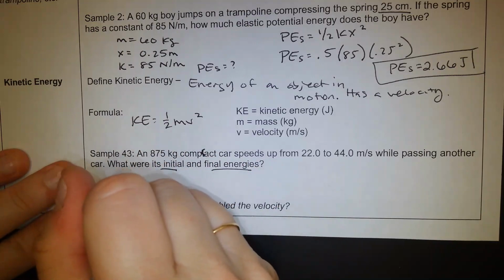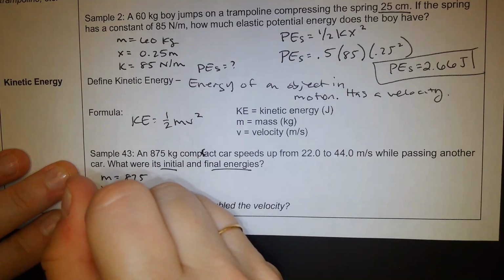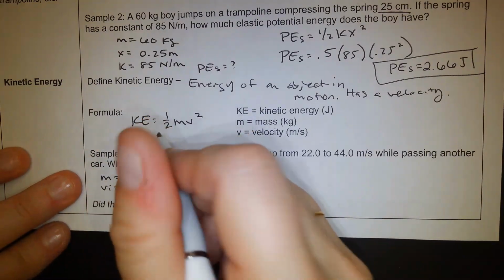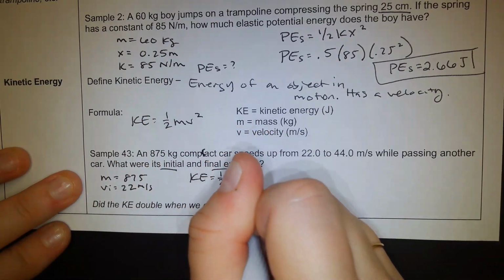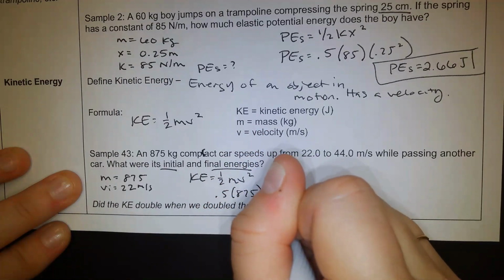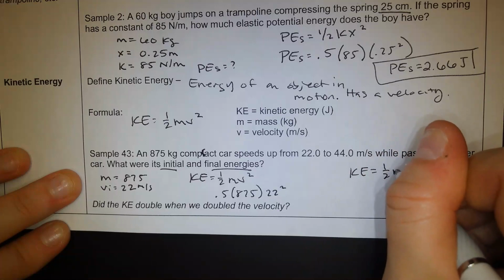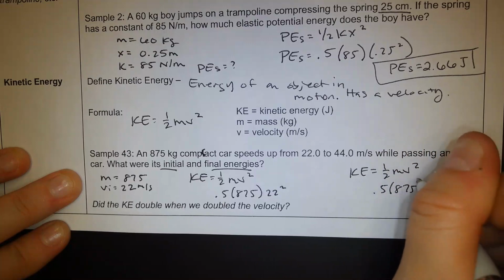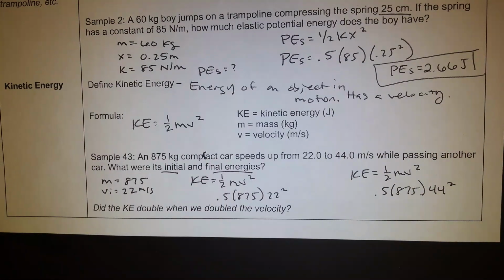Okay, so both were moving. So let's do the initial first. We have a mass of 875. We have an initial velocity of 22. That's all we're going to need for our formula, 1/2 mv squared. So 0.5 times 875 times 22 squared. And then we'll do the same thing with our final velocity. 0.5 times 875 times the final velocity squared. Don't forget to square your velocity. That's the number one mistake that I see.